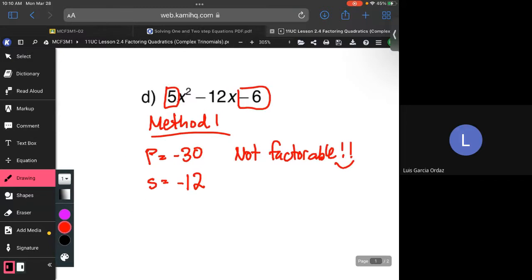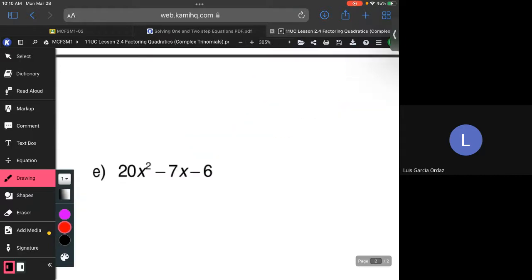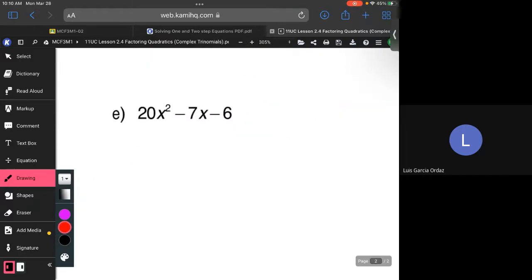You guys got it easy so far. Not factorable because the factors don't work. Now the next one does work. I already did it, so it works.